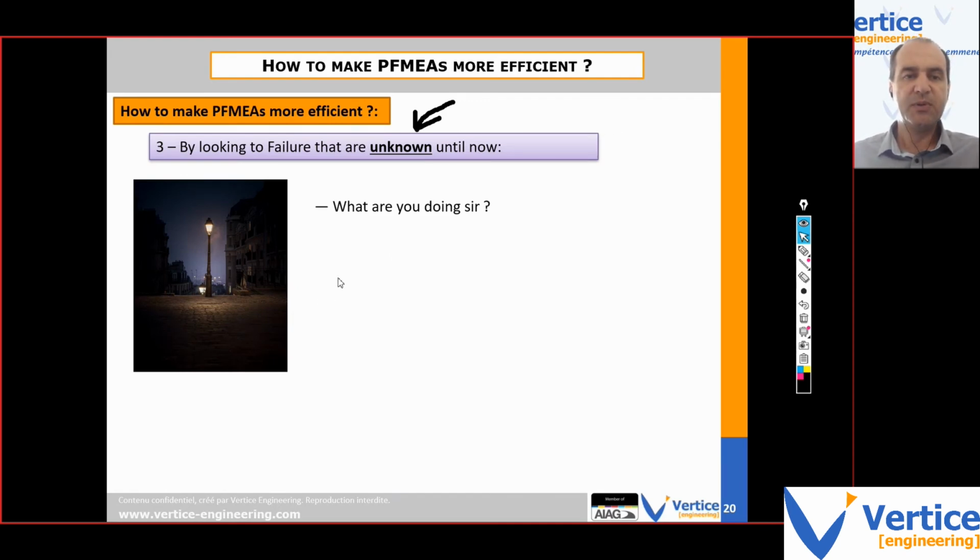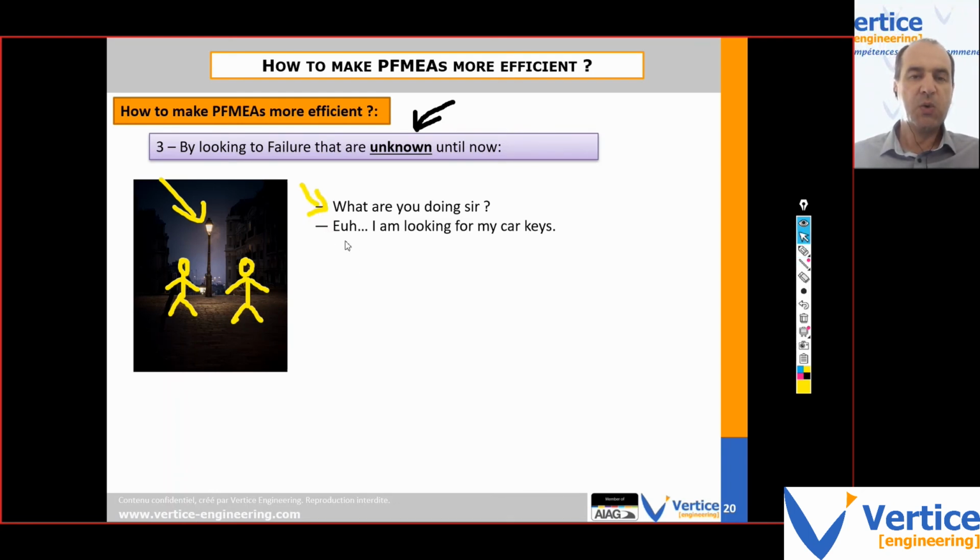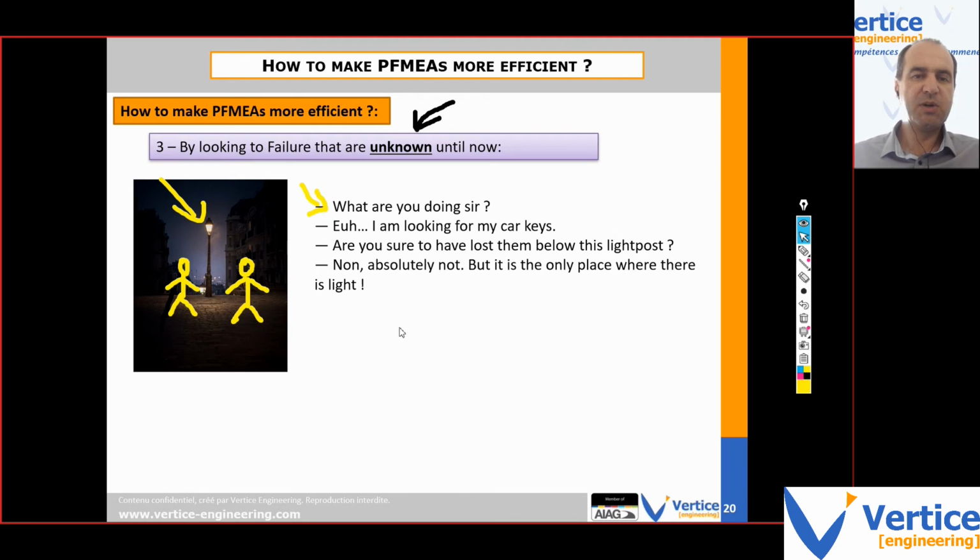characteristic, right? Let me present to you the story linked to this light post in the night here in the city. Imagine you have two persons sitting close to this light post. One says, "What are you doing here, sir?" to the other. The second one says, "Oh, I'm looking for my car keys because I have lost them." Then the first one asks, "Are you sure you have lost them below this light post?" And the second one answers, "No, I'm not sure, absolutely not. But it's the only place where there is light," right?